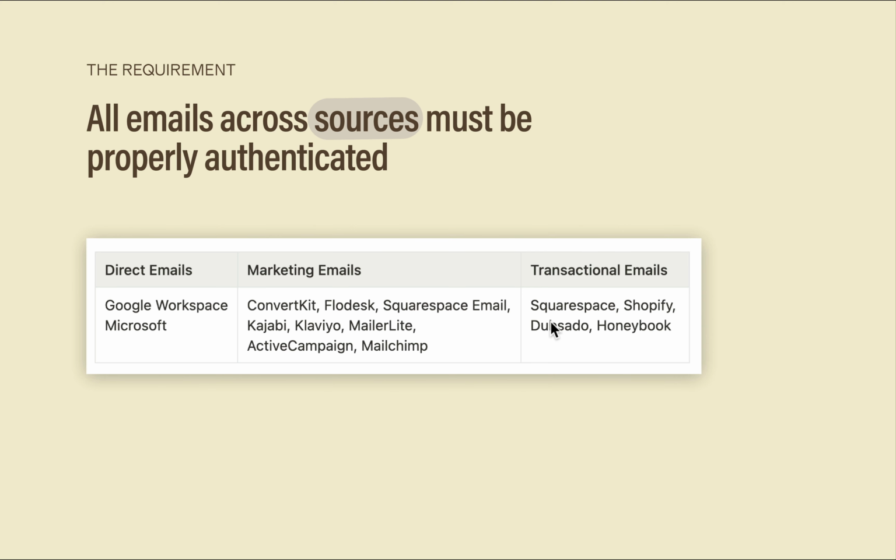We typically send direct emails via Google Workspace, Microsoft, or Yahoo Mail. Then marketing emails are sent via ESPs or email service providers. Here are some examples: ConvertKit, Flowdesk, Squarespace Email, Kajabi, MailerLite, ActiveCampaign, MailChimp, and a lot more. Then if we sell online or accept payments online, then we typically send transactional emails. These can come from our website host, or CRM, or payment gateways like Squarespace, Shopify, Dubsado, or Honeybook.